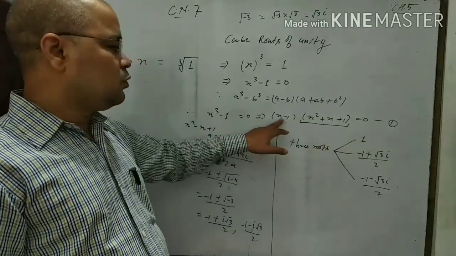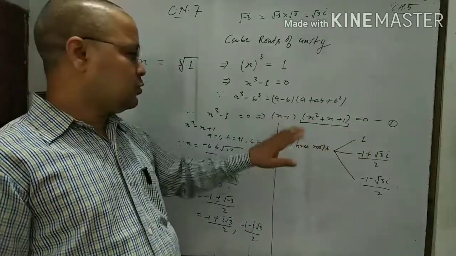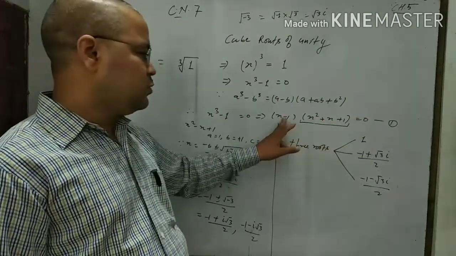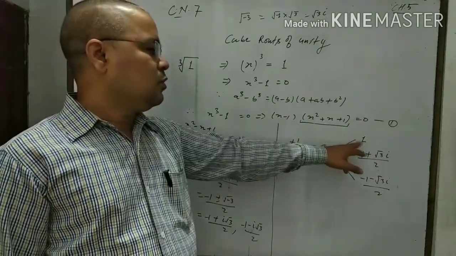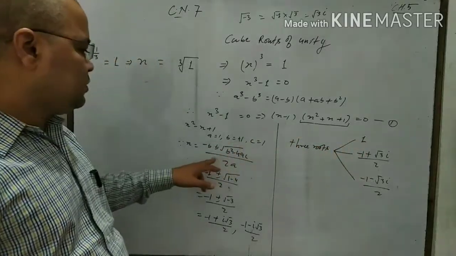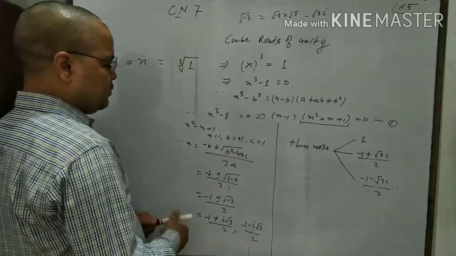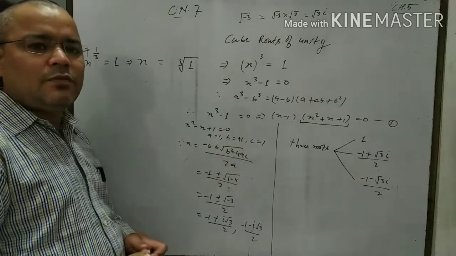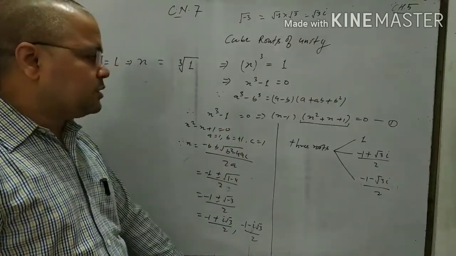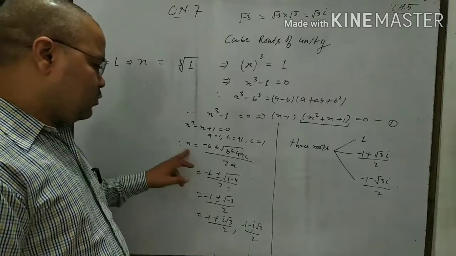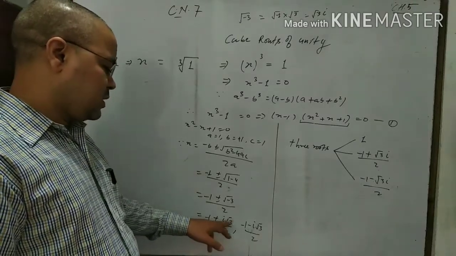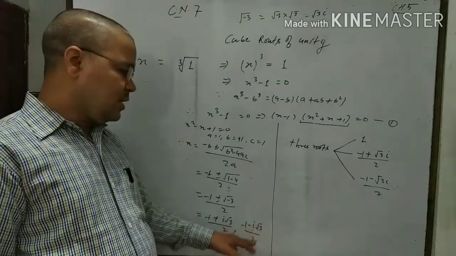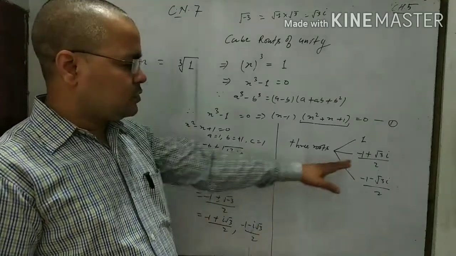Now, according to the zero product rule, either this value will be equal to 0, or this value will be equal to 0. If this value is equal to 0, then x is equal to 1, and if this value is equal to 0, we find the value of x with the help of the quadratic formula, which is also known as the Sridharacharya method. So the value of x will be minus 1 plus i root 3 by 2, and minus 1 minus i root 3 by 2. It means there are 3 roots like this.